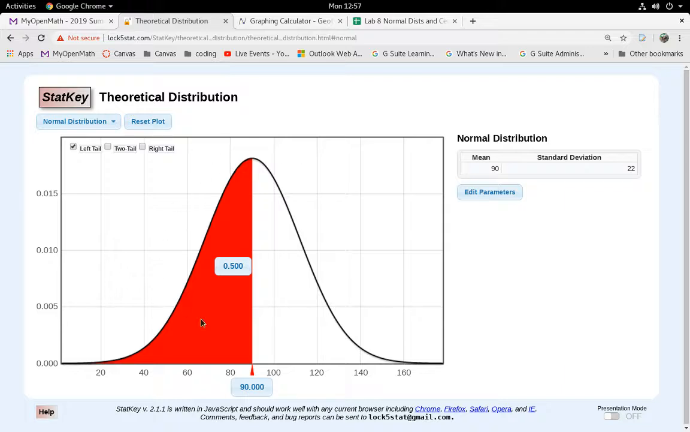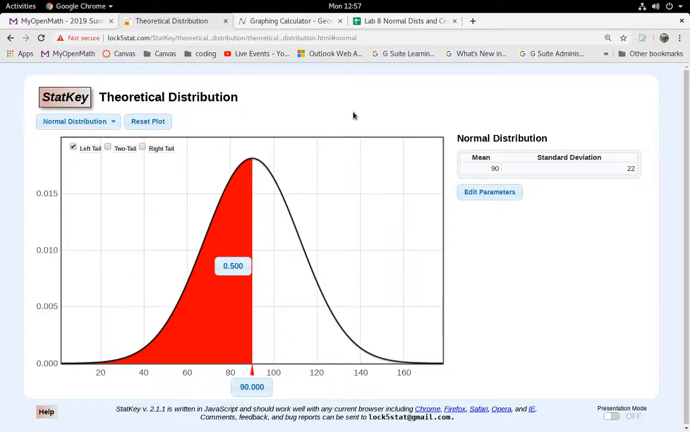So this is a normal distribution calculator. Given an x value, I can calculate a probability. Given a probability, I can calculate an x value. When I go the other way, given a probability finding an x value, that's called an inverse normal calculation. And we'll do a couple of each of those this week.